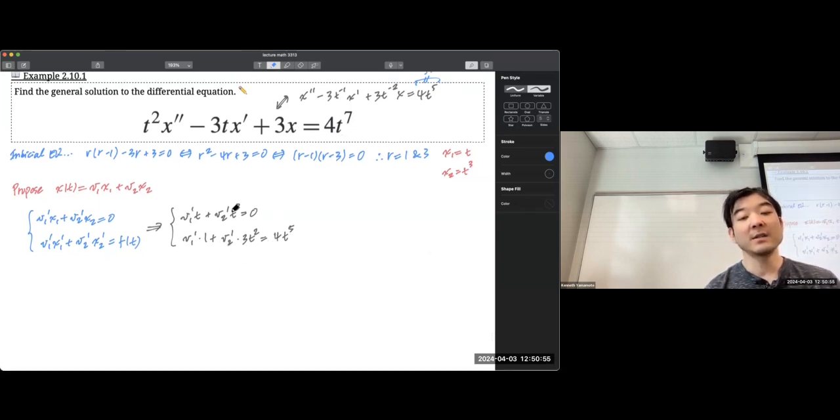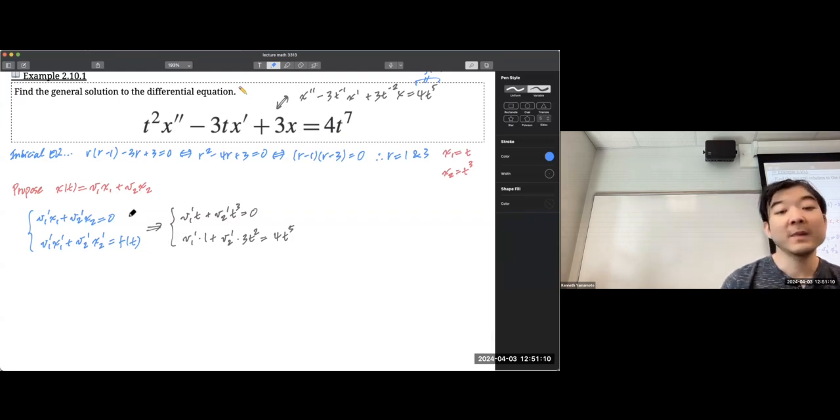This is a system of equations for v1 prime and v2 prime, and we're just going to solve that, and you'll get v1 prime and v2 prime, and then anti-differentiate, and those go into these two spots, and that's your general solution for this non-homogeneous differential equation. So we'll do that next time.